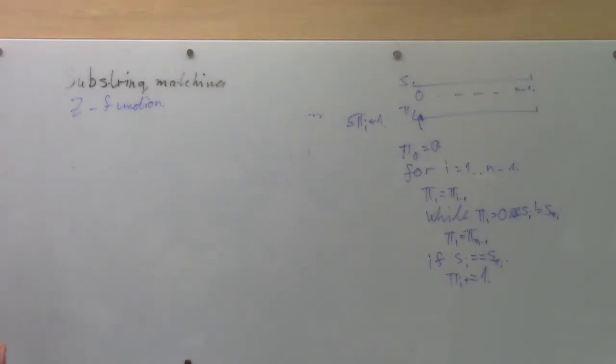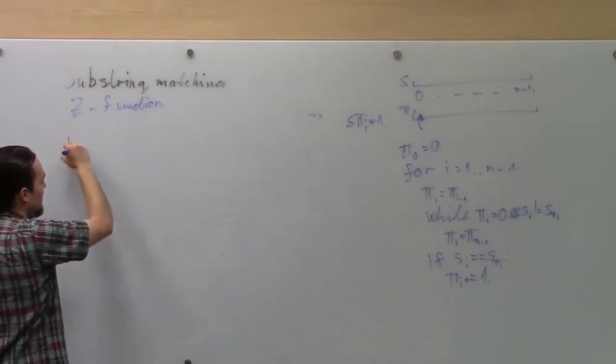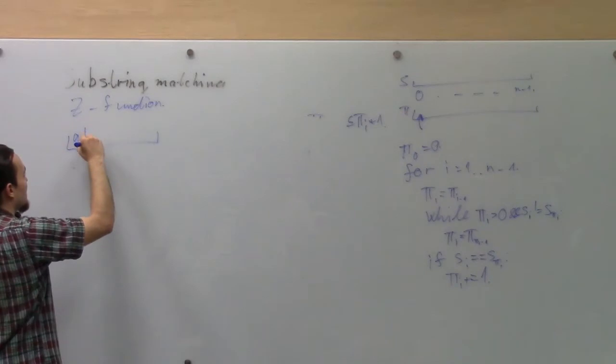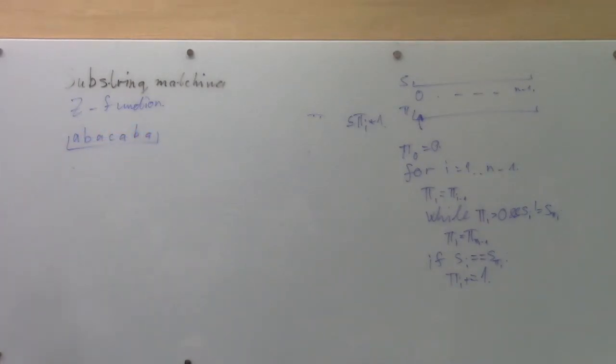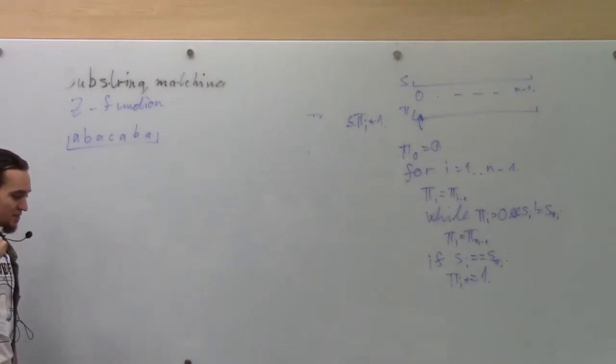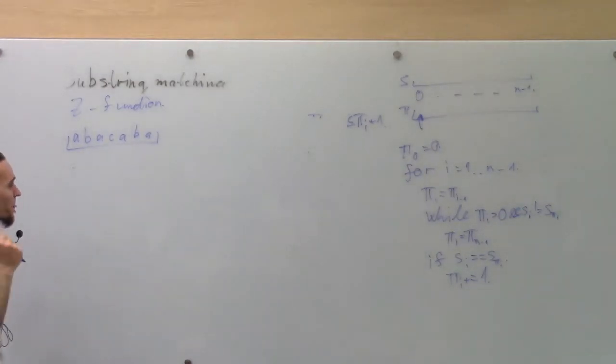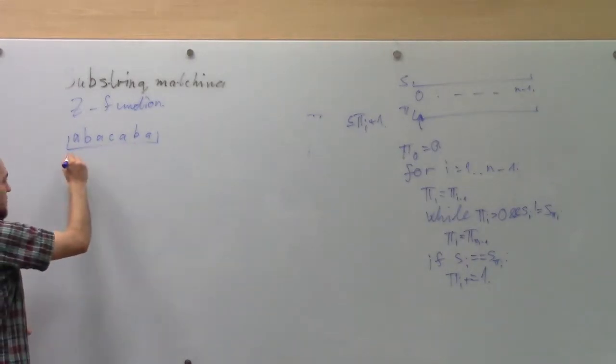So the Z function is basically a prefix function turned on its head. What does it mean? If we have a string, we are still going to compute certain values for each position in the string, but it's going to mean something different. The Z function of the first character doesn't exactly matter, but let's say that it's equal to the length of the string.